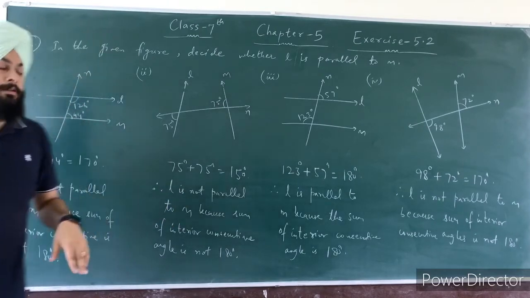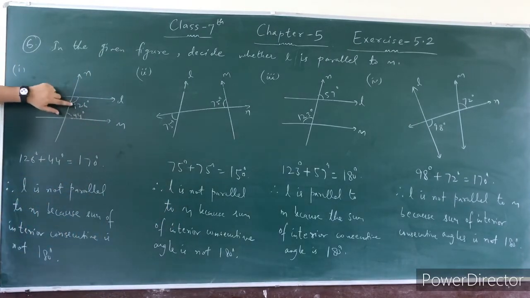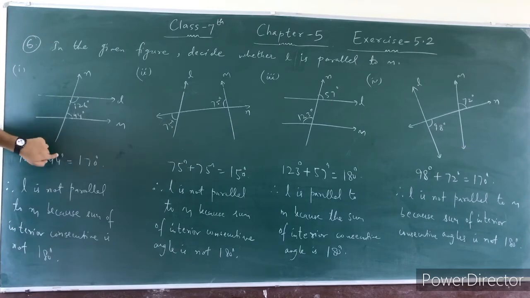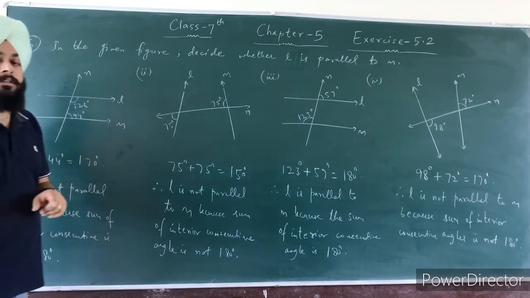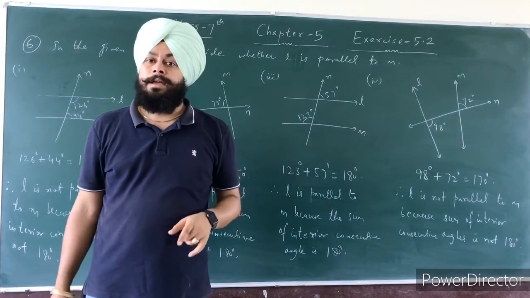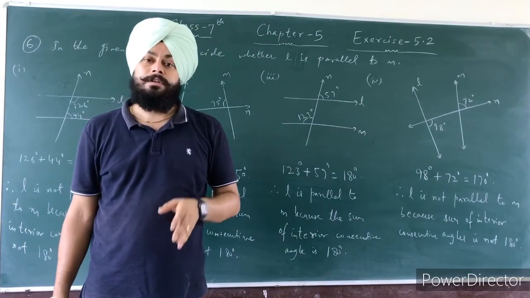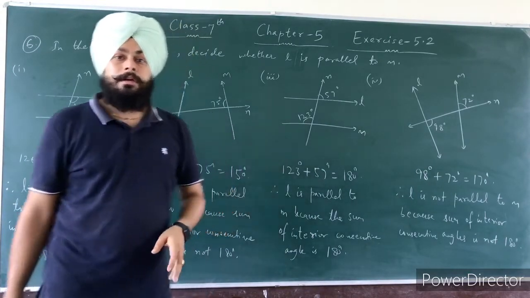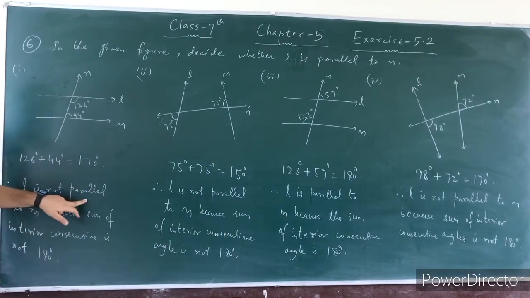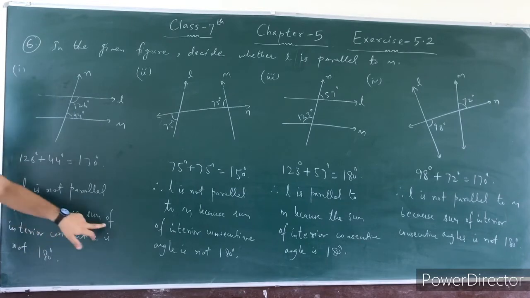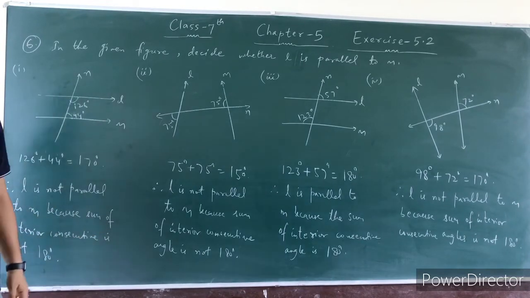So this 126 degree and 44 degree are the interior angles on the same side of a transversal. So we have to add these two angles, 126 plus 44. So its sum is 170. But we know that the sum of interior consecutive angles on the same side of a transversal are always supplementary. But the sum is 170. That's why L is not parallel to M, because the sum of interior consecutive angles is not 180 degrees.